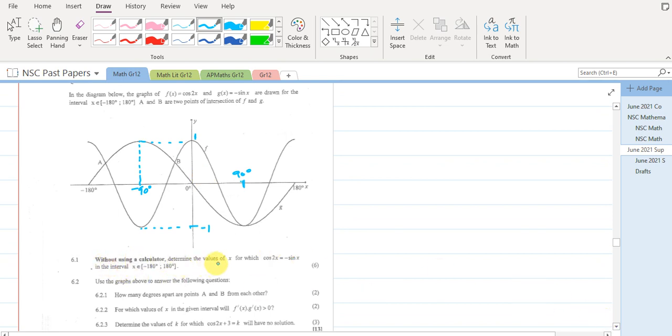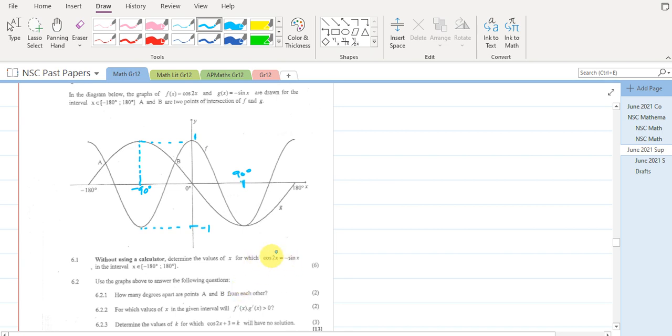Without using a calculator, determine the values of x for which cos 2x is equal to negative sine x in the interval minus 180 to 180 degrees. We are both without using a calculator. So basically we need to solve this. Most probably we need to solve this algebraically using general solution.